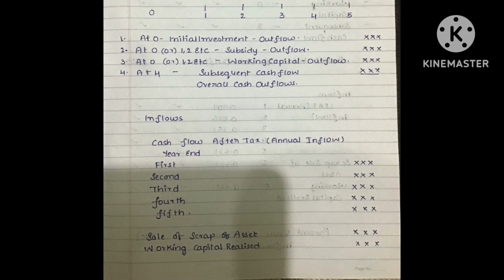At the initial stage, which is at year 0, the initial investment is an outflow, and at year 0 or at first year end or second year end, we'll have to incur subsidy as an outflow.